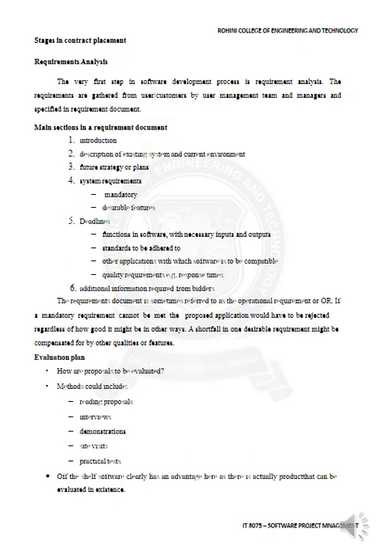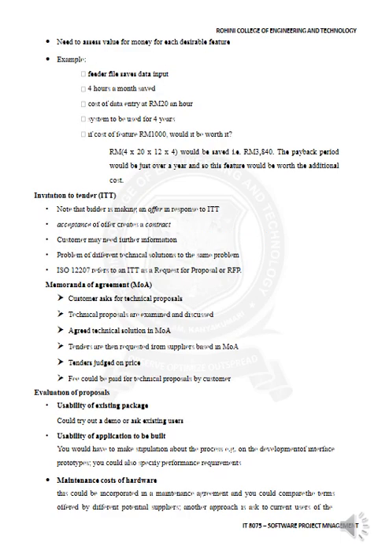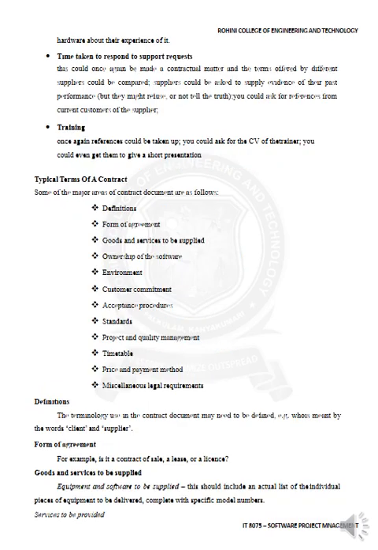Stages in contract placement will have requirement analysis. In the main section, the requirements will have the introduction, description of the existing system and current system, future strategy, system requirements and deadlines. So an evaluation plan will be there. You have to invite tenders. So there will be a memorandum of understanding and evaluation of the proposals.